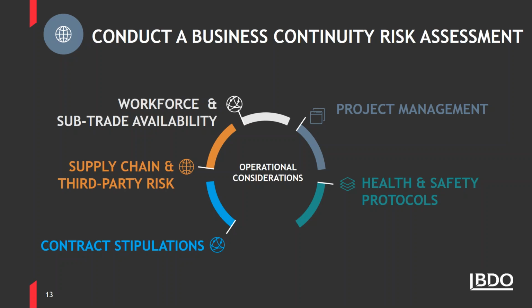Reaching out to key suppliers and third parties right now is extremely important to really understand how their businesses might affect your business. A few other key things to consider is what are your mission critical projects, and what can you do from a supply perspective to ensure that they move forward?